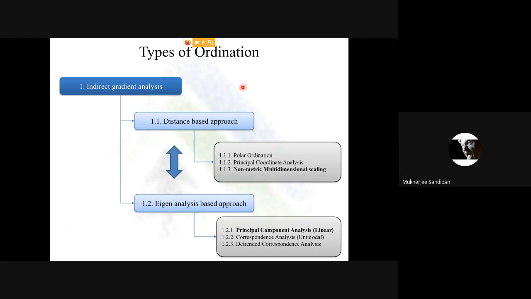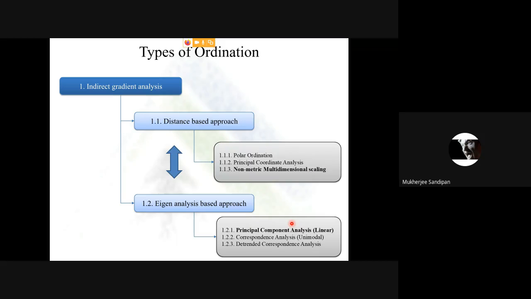I have categorized into two different approaches: one is distance-based approach and the other is eigen-based approach. But mathematically, they are kind of fuzzy. I mean, actually, eigen-based approach can also be used in some cases as a distance-based approach, and vice versa. But still, they are different. Because of time, I cannot go into the detail of why and how they are different. But for distance-based approach, the methods are polar ordination, principal coordinate analysis, and non-metric multidimensional scaling.